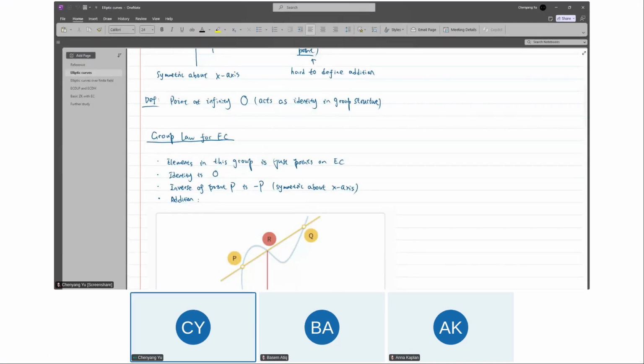Okay, you guys can see the screen? Yes? Yes.